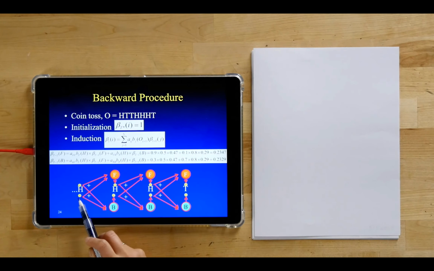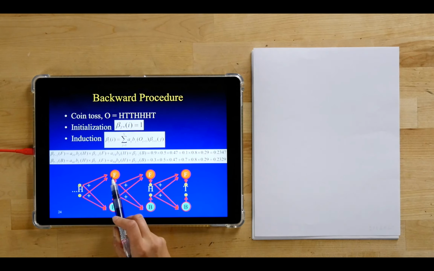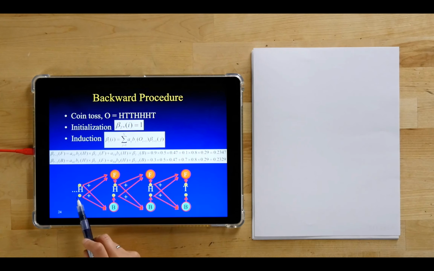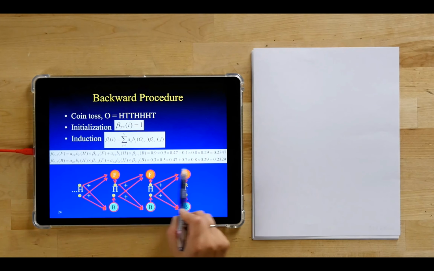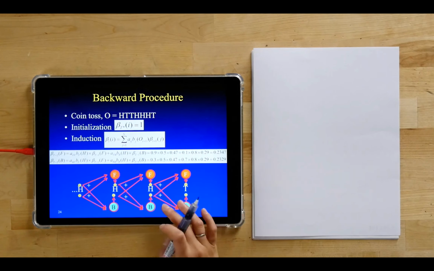For this yellow dot, it's from bias to fair transition, from fair to head emission, and inherit here this yellow dot. Or we transition from bias to bias, then emit from the bias coin a head, and then inherit this yellow dot. Each of them is a multiplication, and then you add up the 2 possibilities. And you can imagine from this chain, we can keep going backward all the way, to the very end.